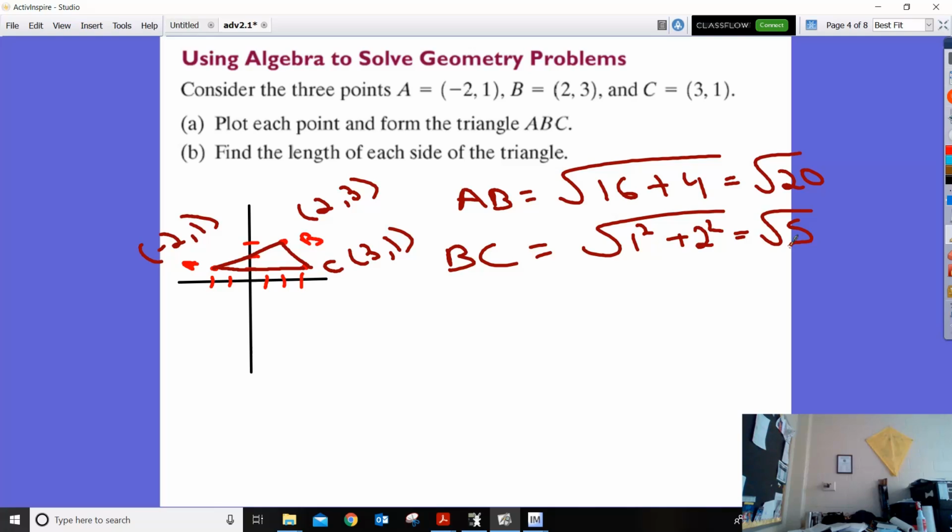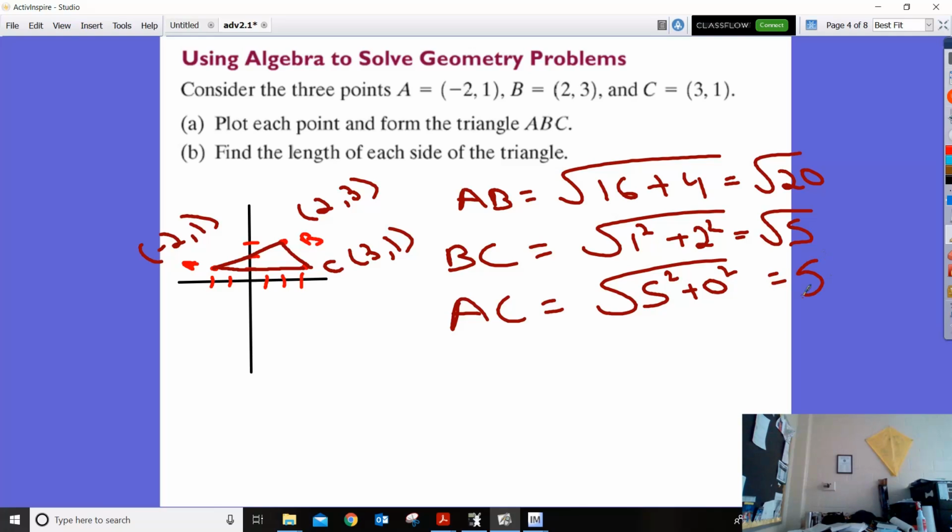The other length I need is AC. How far apart are the x values? 5. And I square. How far apart are the y values? 0. But I square. All that's in there that matters is 5 squared, which is 25. And what's the square root of 25? 5.